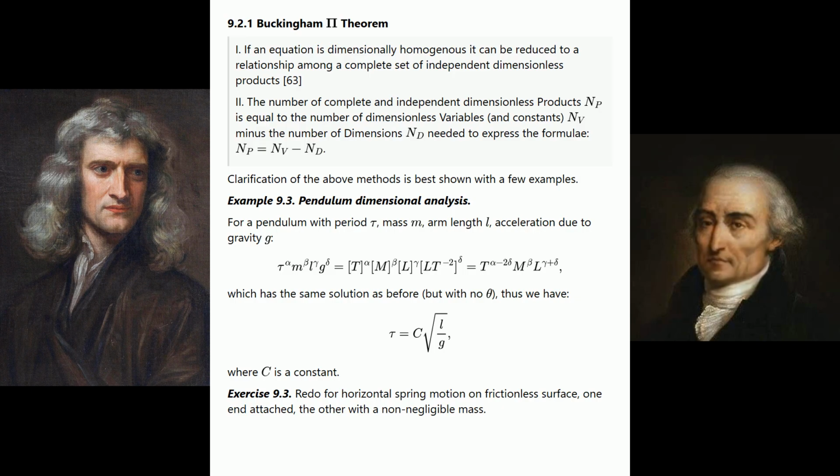Clarification of the above methods is best shown with a few examples. Example 9.3. Pendulum dimensional analysis. For a pendulum with period tau, mass m, arm length L, acceleration due to gravity g. See the next equation, which has the same solution as before, but with no theta. Thus we have tau equals c times the square root of L over g, where c is a constant. Exercise 9.3. Redo for horizontal spring motion on a frictionless surface, one end attached, the other with a non-negligible mass.